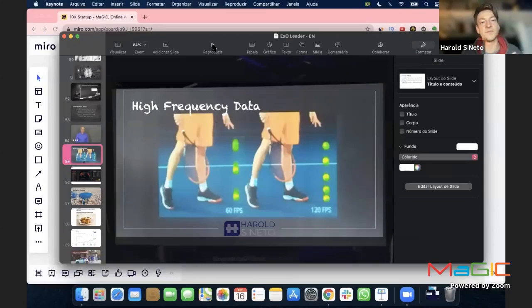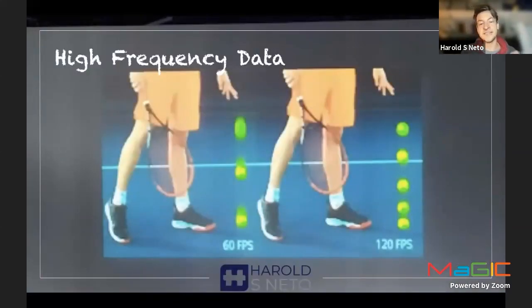And then we have big data, which is a lot of data coming for us, but we also have high frequency data nowadays, which is data being looked at in microseconds. So look at the difference for a tennis player: you see 60 frames per second on the left-hand side and 120 frames on the right-hand side.